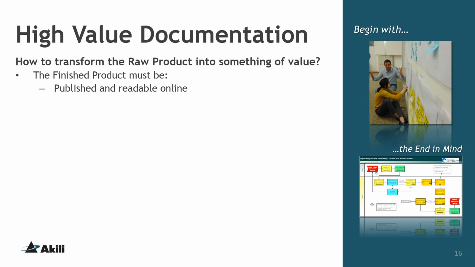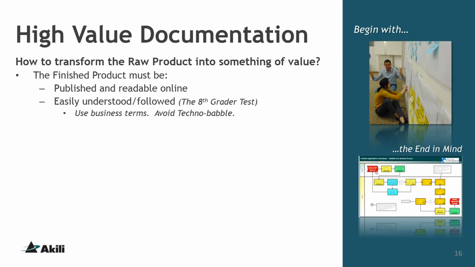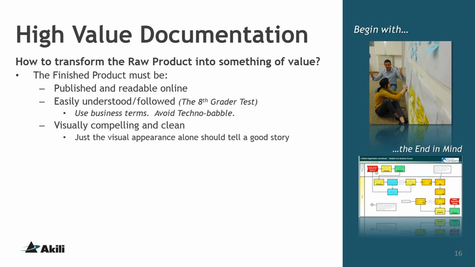First, it must be published and readable online. It has to be easily accessible by anybody in the organization. It has to be easily understood and followed. Again, the 8th grader test. We want to use business terms, avoiding technobabble, and being very consistent with action verbs to describe someone doing something in a specific way so that there's no question what is going on in that step.